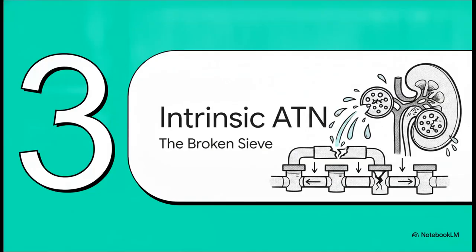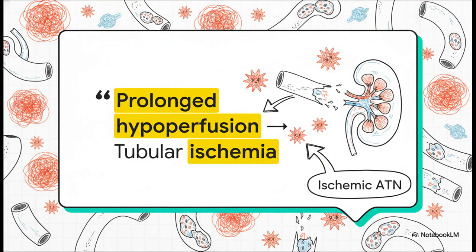On to section 3, case 2, intrinsic ATN, the broken sieve. Now we are shifting our focus directly to the filtering tissue within the kidney itself. Our second vignette involves a much sicker patient. We've got an ICU admission for severe septic shock. This systemic infection caused a state of prolonged, dangerous hypoperfusion. While case 1 was a mild, transient low-flow state, case 2 represents what happens when that low-flow state goes on for way too long.